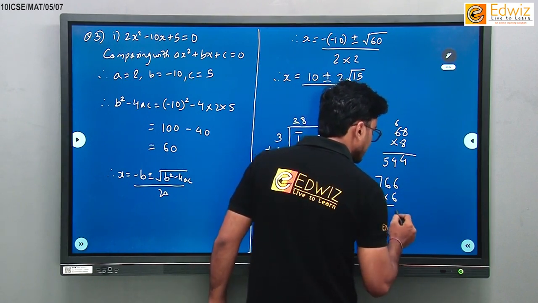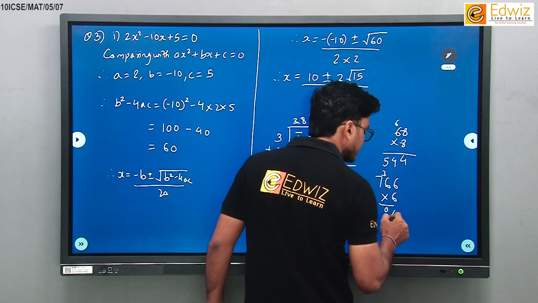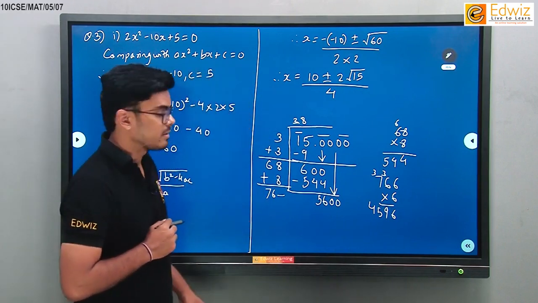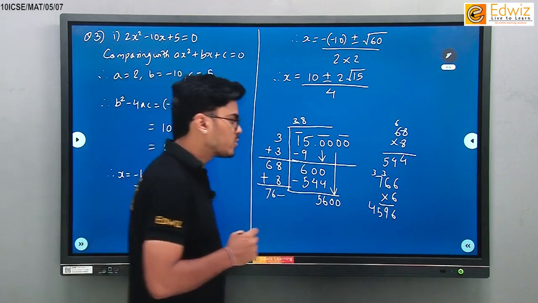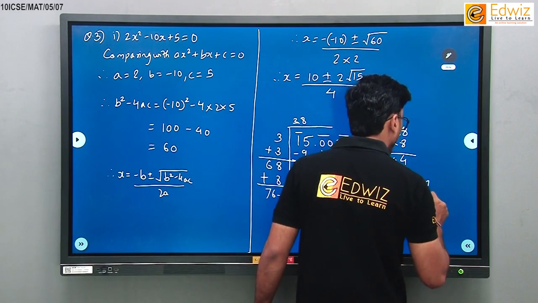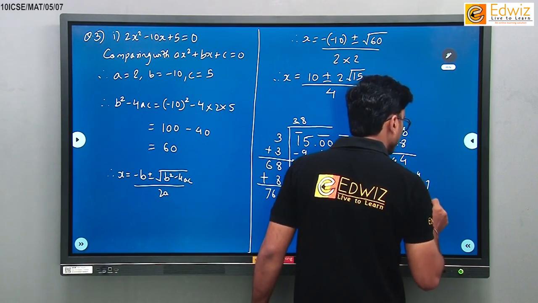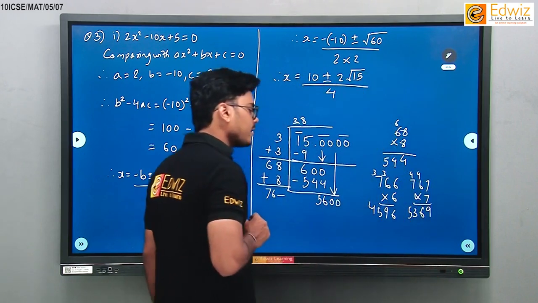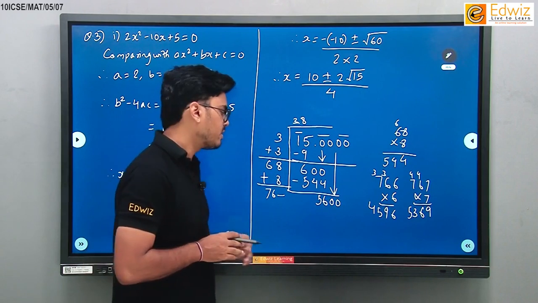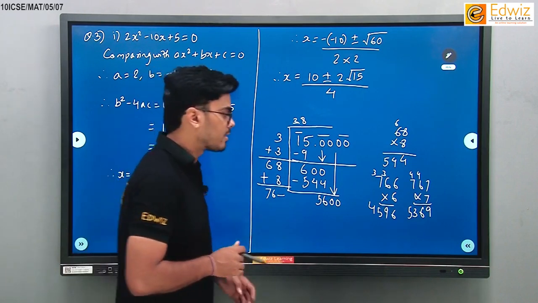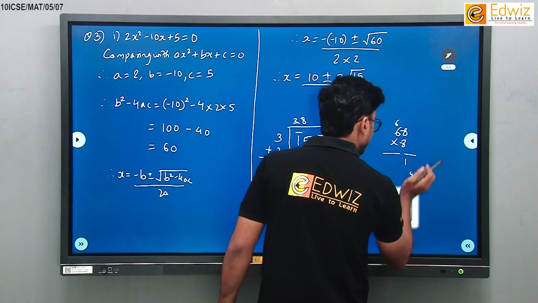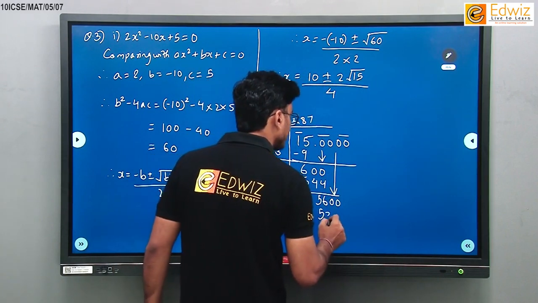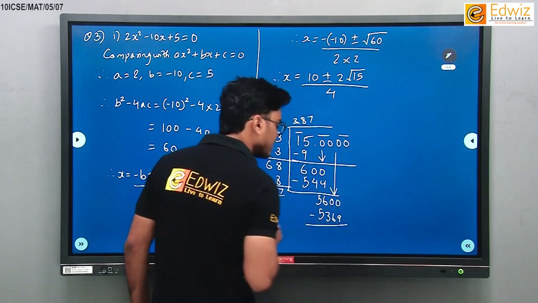So this is 6 6s are 36, 3 carry, 6 6s are 36, 9, 3 carry, 42, 4596 is what I get here. But if I take 767 into 7, let us check that also. 7 7s are 49, 5369, correct? 5369 is a better option here because it is less than 5600, correct? Let us consider 5369. So 767 into 7 is 5369. Subtract it once again.